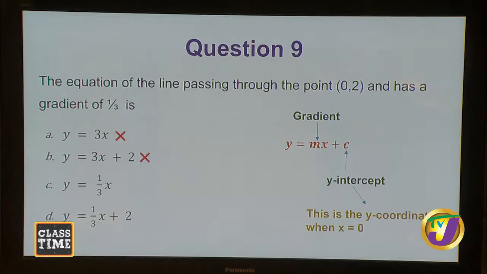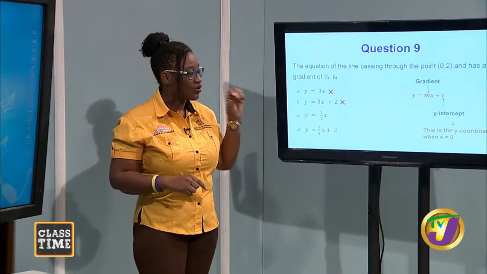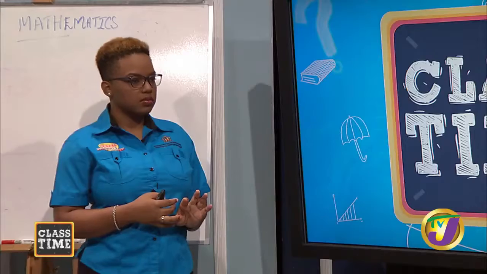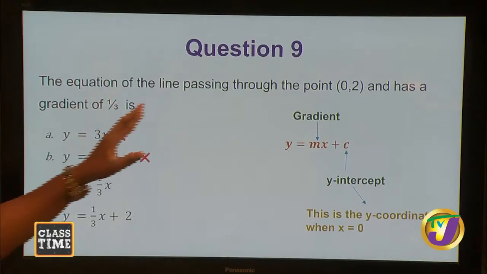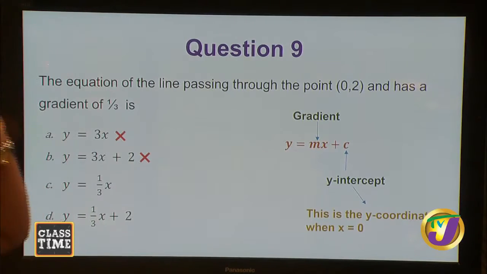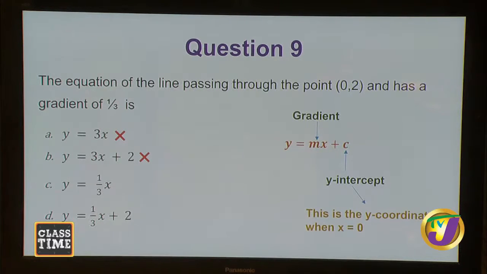So the y-intercept is the y-coordinate when x is equal to 0. Let's double back to our point in the question. What's the x value there? 0. What's the y value there? 2. Therefore, when I look at my equation, where c is supposed to be, I should see a value of positive 2. So let's look now, and from there we can clearly select our correct answer, which is D.